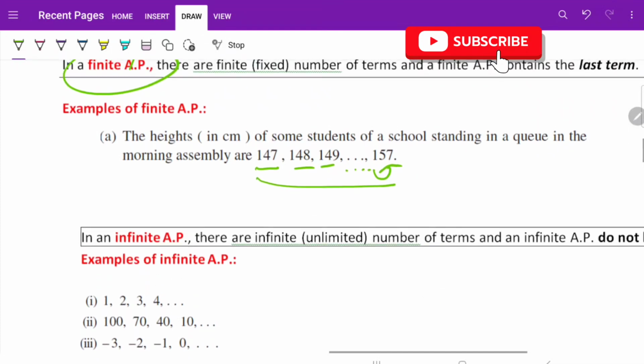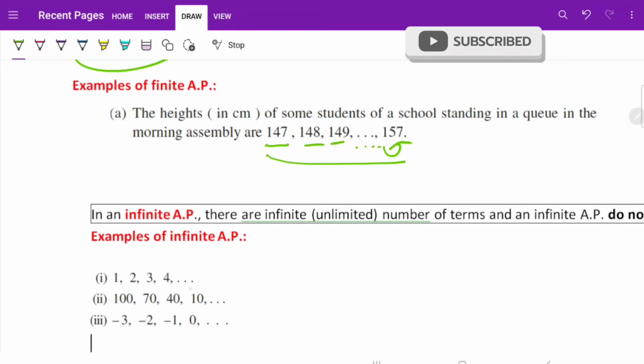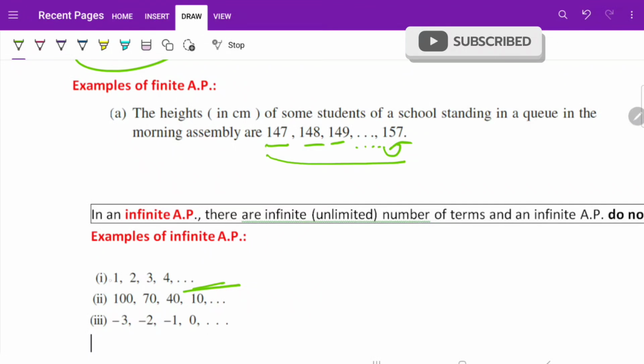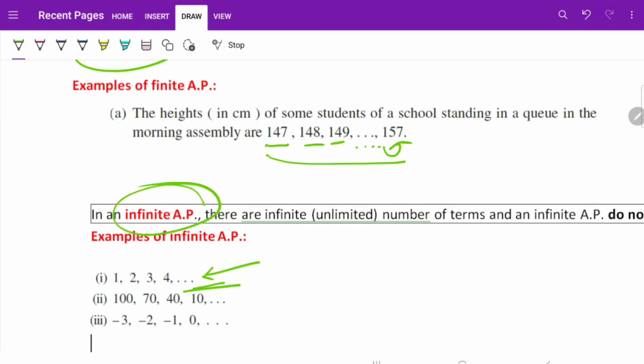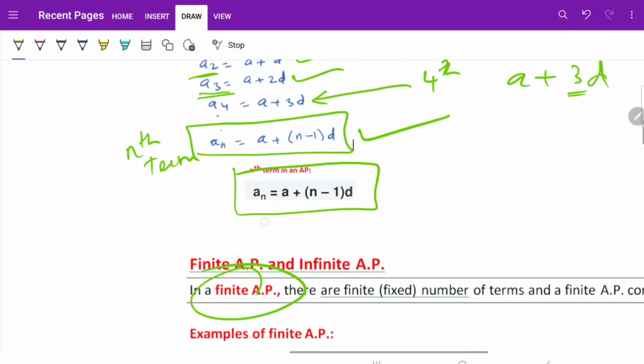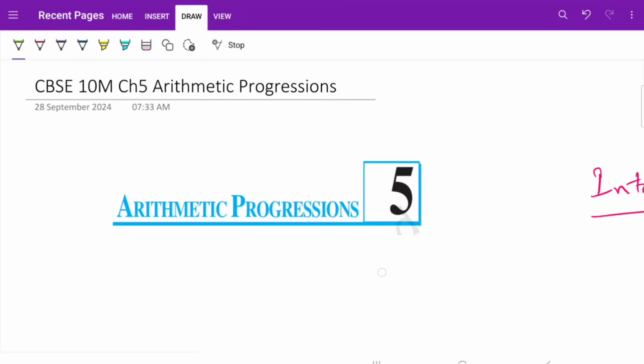In case of infinite AP, here we don't have the nth term. See, the series is continuous. It is non-ending or non-terminating, we can say. 1, 2, 3, 4 and so on. The last term here, the nth term, we don't know. So the nth term is not given in the infinite arithmetic progression series. Then we have some formulas, we will see as and when required. This is about the introduction.